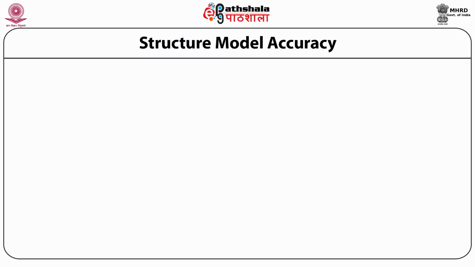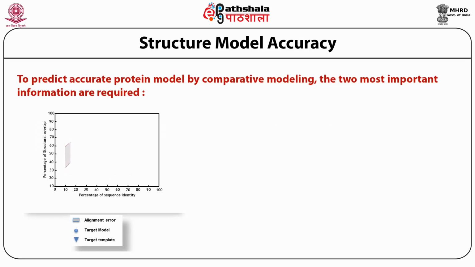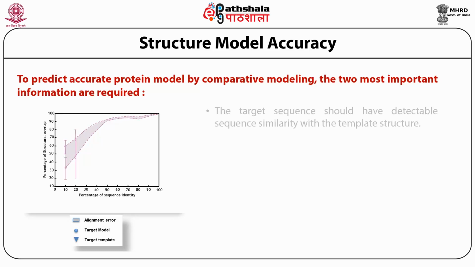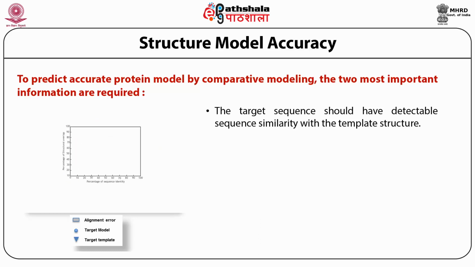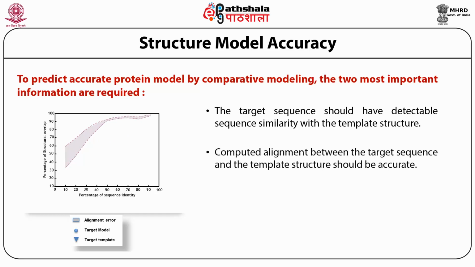Before you select a model, you need to predict the model by comparative modeling. There are two important pieces of information which are required. One is that the target sequence should have detectable sequence similarity with the template structure. This will tell you whether the model which you are going to predict will have a good similarity, and whether the prediction is right with respect to your protein of interest. The computed alignment between the target sequence and the template structure should be accurate.